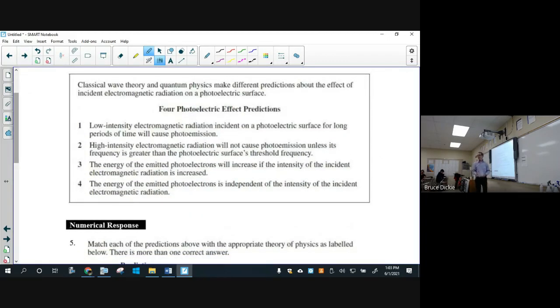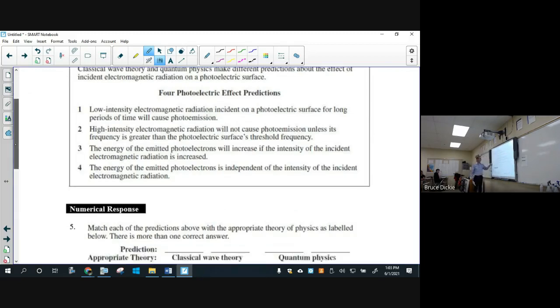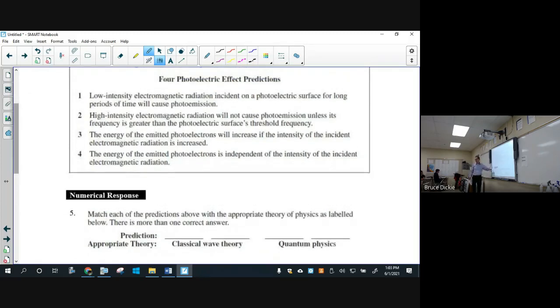Classical wave theory, also known as wrong. And quantum physics or photon theory, also known as right. Make different predictions about the effect of incident EMR on the photoelectric surface. Here's the 4 predictions. And we want to know which ones are quantum theory and which ones are classical wave theory. In other words, which ones are right, which ones are wrong.